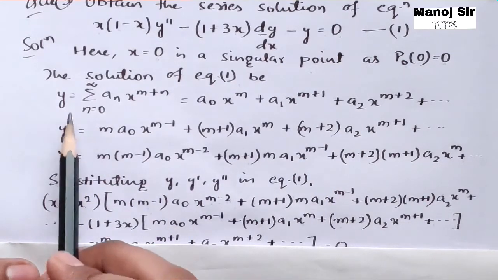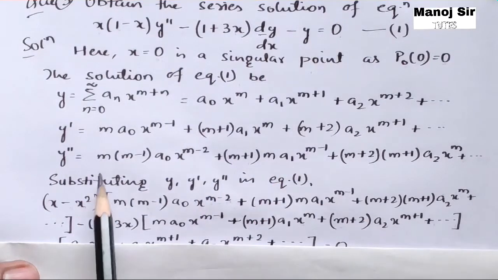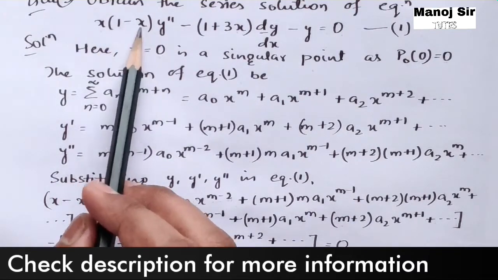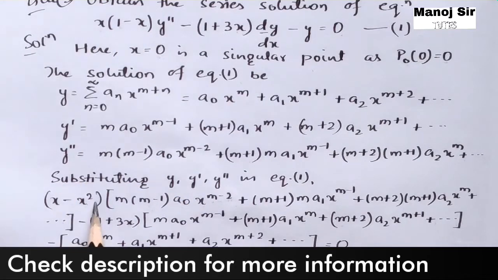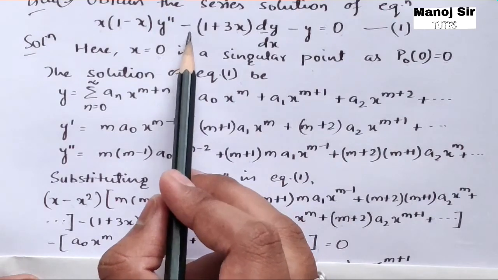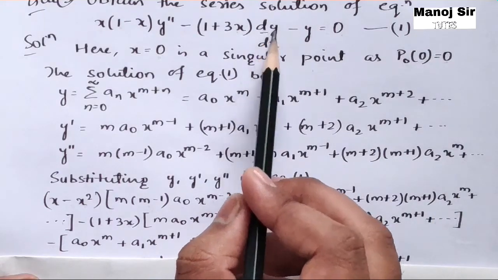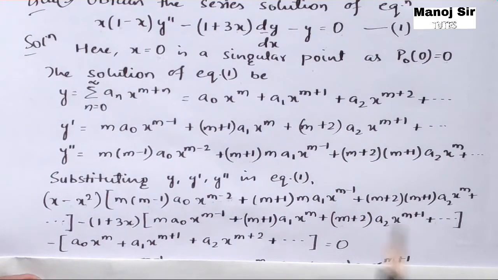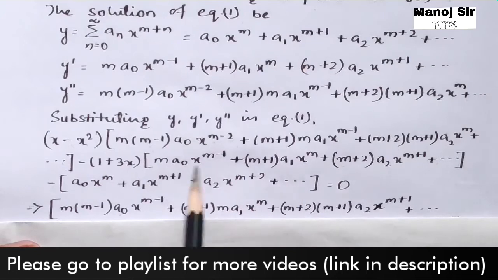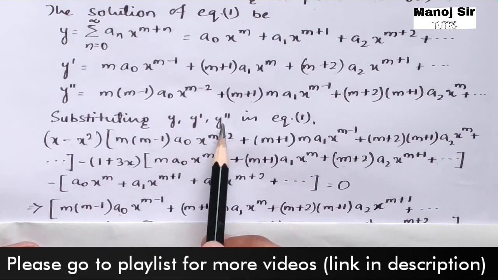Since we have the value of y dash and y double dash, we will substitute these values in equation number 1. Here we have x into 1 minus x. If you open this bracket, you will get x minus x square times y double dash, that is this part. Then we have minus of 1 plus 3x into y dash, or you can say dy upon dx, this part. Similarly, in the last term we have minus y, and y is this. So we have substituted the values of y dash and y double dash in equation number 1.